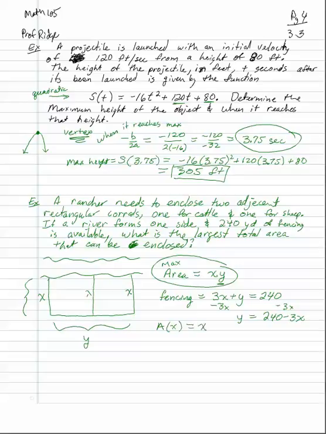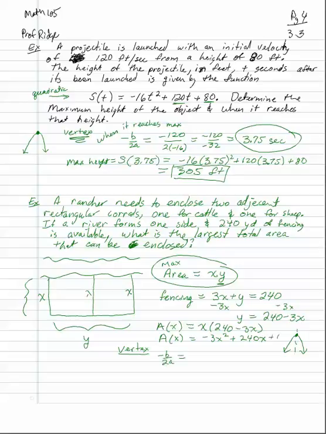And so now we can write area as a function of x. It's going to be x times y, which is 240 minus 3x. And so now, if I distribute that, and then I'll just rearrange it so it's minus 3x squared plus 240x, you see that that's a parabola that opens downward, so we're going to get a maximum at the vertex. So again, this question is finding the vertex. So the vertex would be minus b over 2a.